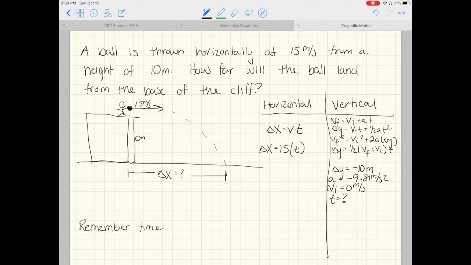And we want to see if we can find time, because if I know the time, I can use the time horizontally to figure out how far we went. And the answer is yes, I can. I can use the second equation: delta y equals VIT plus 1/2 AT squared. Negative 10 equals 0t plus 1/2 of negative 9.81 t squared. So negative 10 equals negative 4.905 t squared.